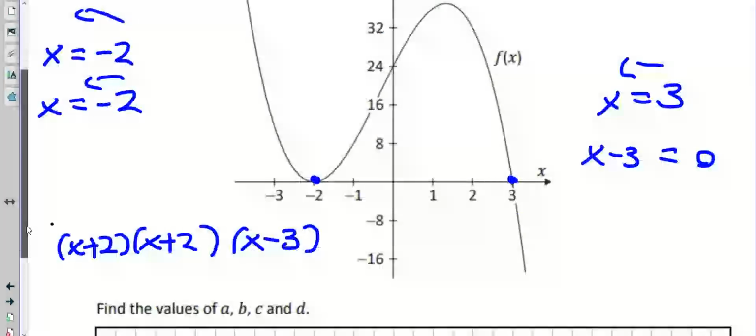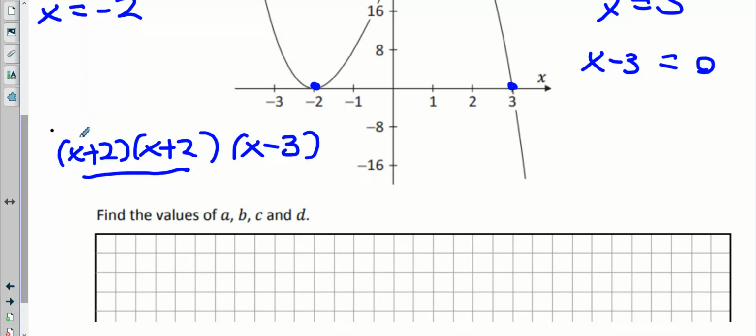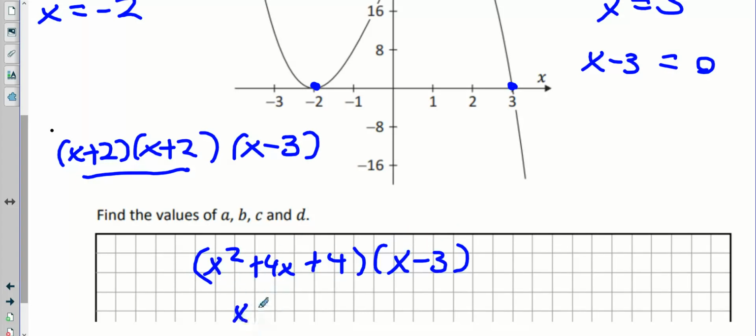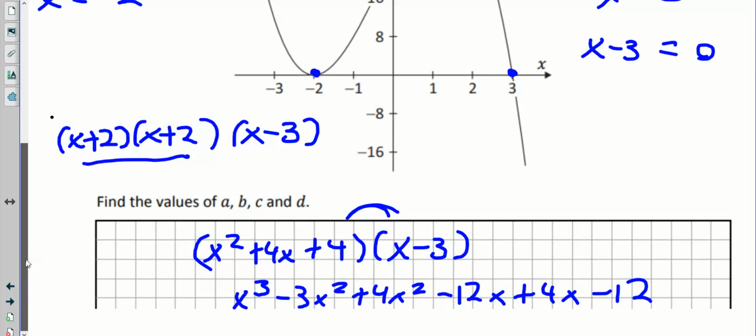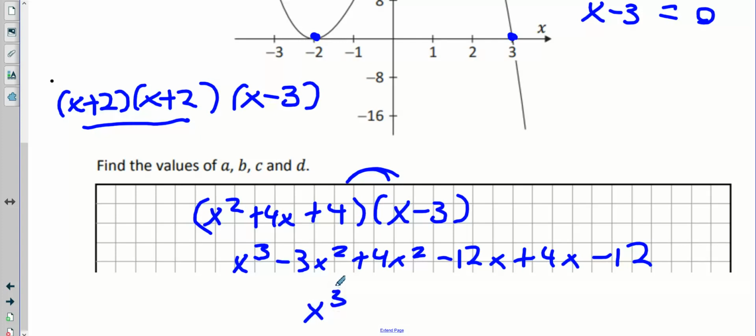Ready for this? Now we're going to multiply out these 3 factors. I'll multiply these 2 out first and I get x squared plus 4x plus 4. Then I'm going to multiply it by x minus 3. And what do I get this time? I'm going to get x cubed minus 3x squared. I'm going to get 4x squared. I'm going to get minus 12x. I'm going to get 4x. And I'm going to get minus 12. Then I'm going to combine them all together and I'm going to get x cubed plus 1x squared.